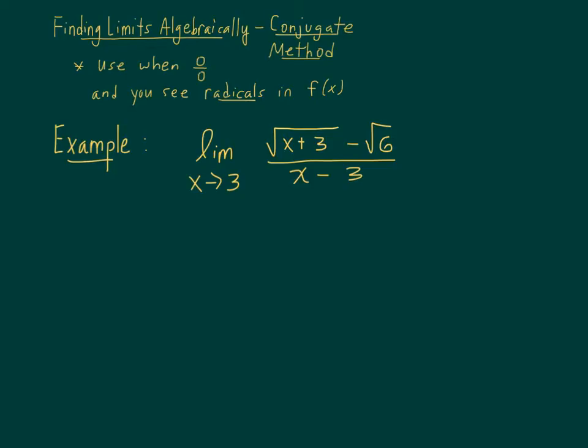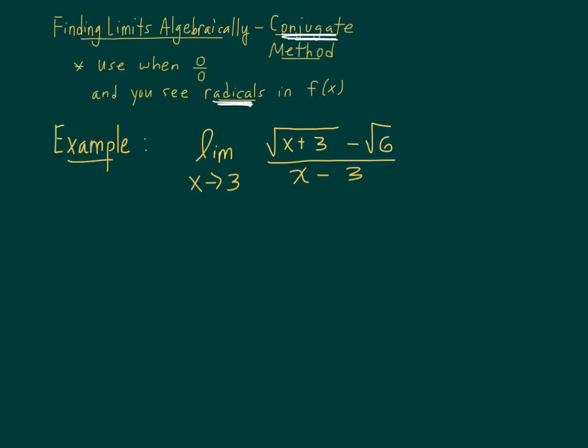Okay, we're going to look at another technique of finding limits algebraically. This is called the conjugate method. So we're going to use this when we have 0 over 0 in a problem and you see a radical. So the big connection here is you want to look for a radical. When you see a radical, think, okay, I want to multiply by the conjugate.